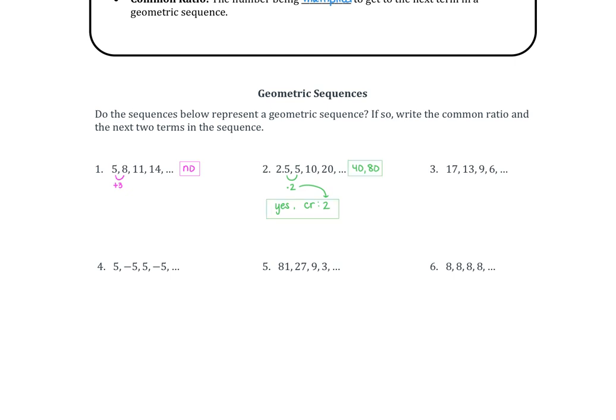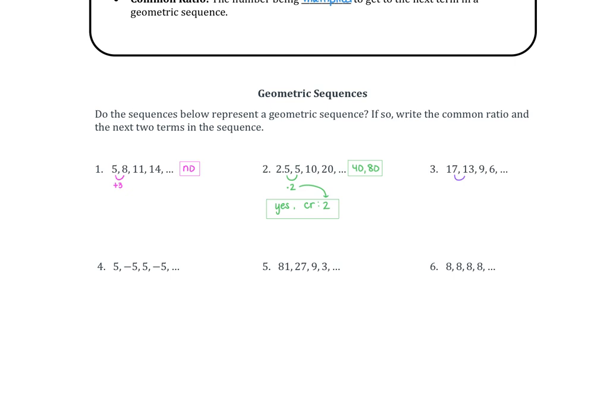Okay, number 3, I have 17 to 13. This is decreasing. So because of that, I can only do that by subtracting or dividing. So I'm going to first see by subtracting. 17 minus 4 would be 13. Is that true? 13 minus 4 to get 9? Yes. 9 minus 4 to get 6? No. So then I could check, okay, let's see if I divide by something.